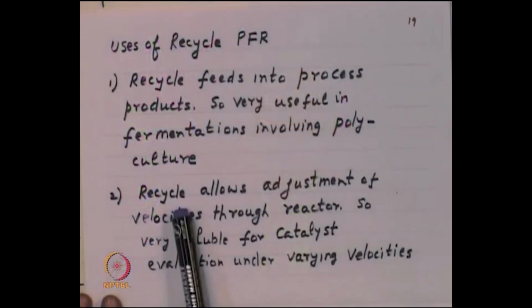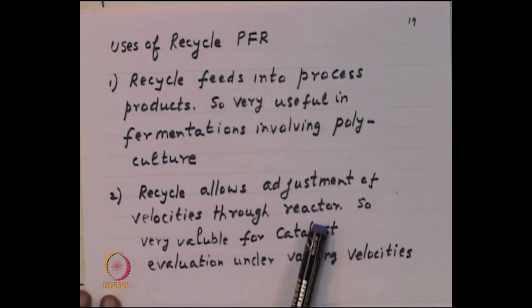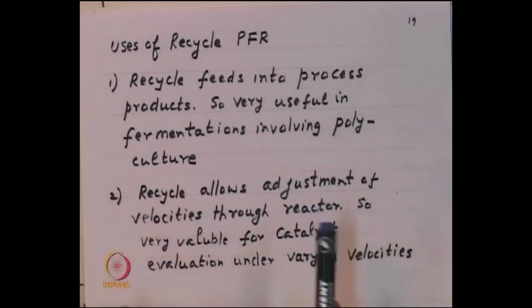Now, there is another important advantage: it allows adjustments of velocities through the reactor. When you are doing an experiment in laboratory development, you can do your experiment at various velocities. Therefore, you can see how good your catalyst is, to be able to stand the velocities of your industrial use. Therefore, you can appropriately design it for the kind of industrial operation that you are going to have.